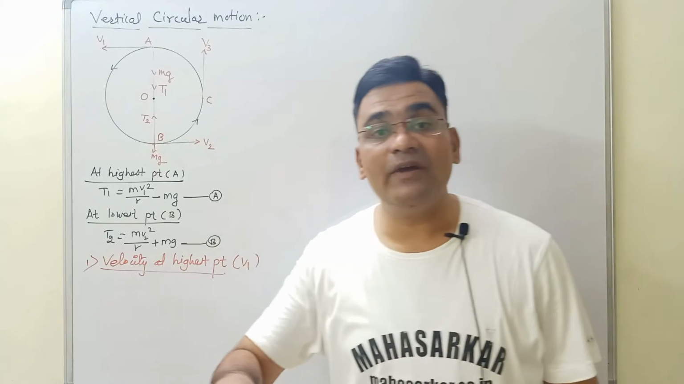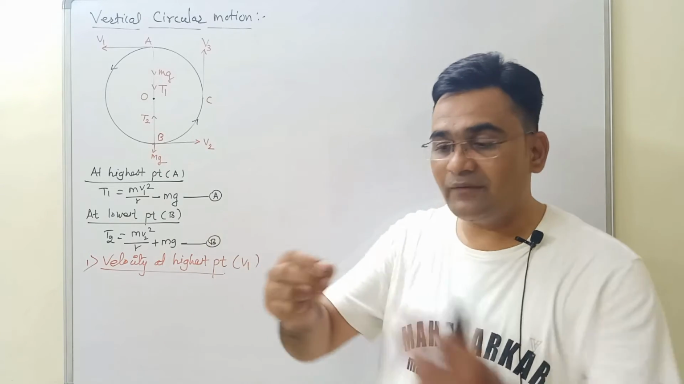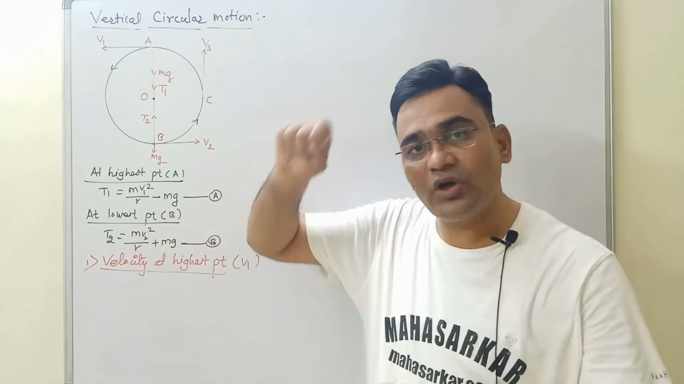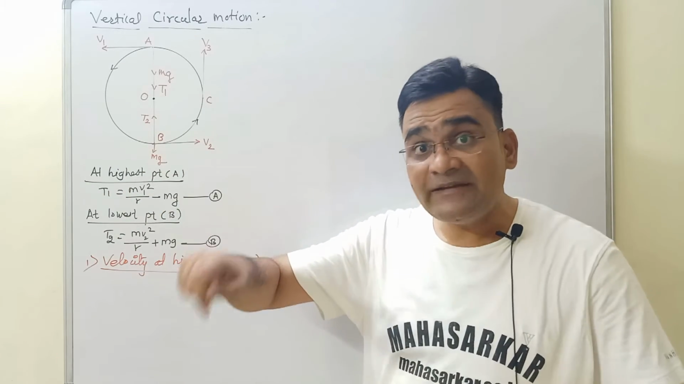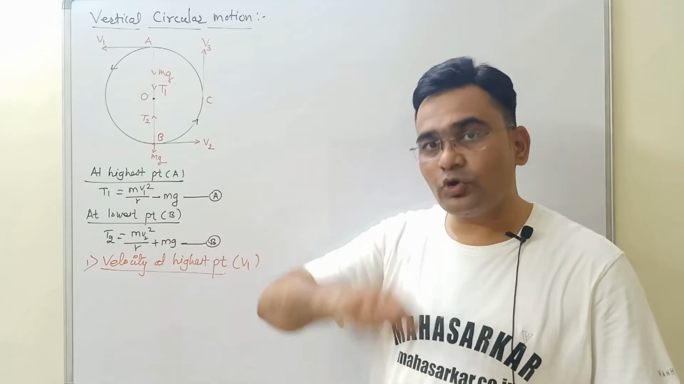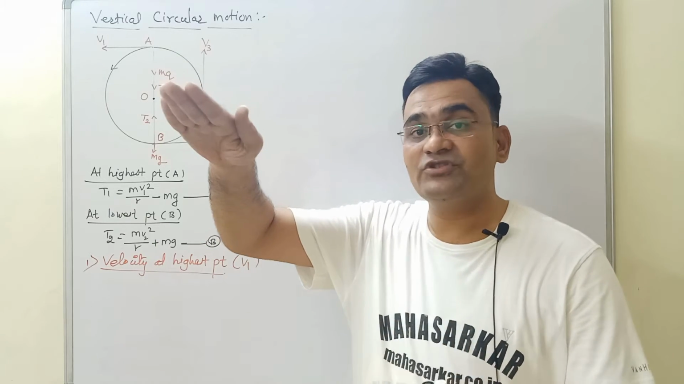Now when we want to find the value of v1, just imagine that you have a stone tied to a thread and you are rotating it in a vertical circle. You keep on rotating. Imagine now that the stone is at the highest position.